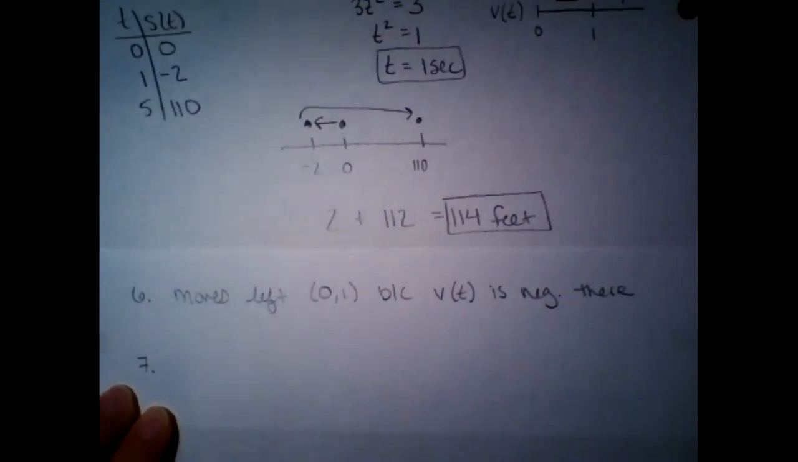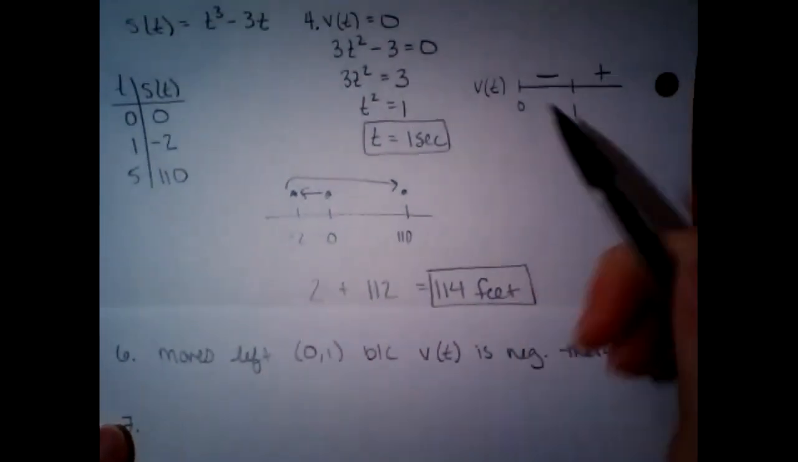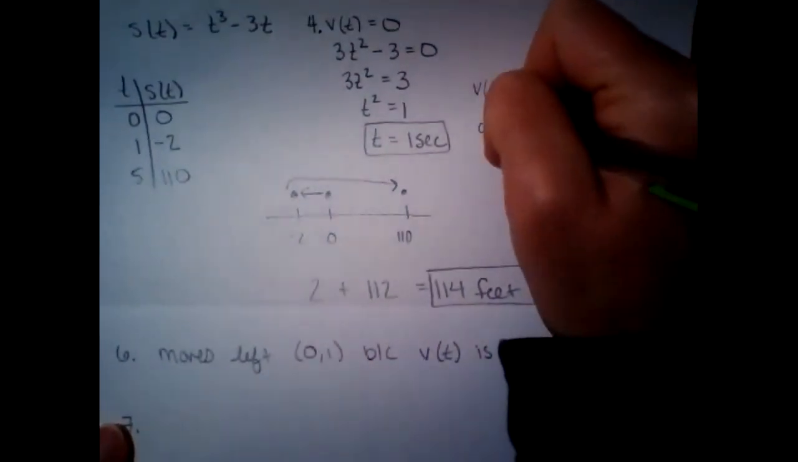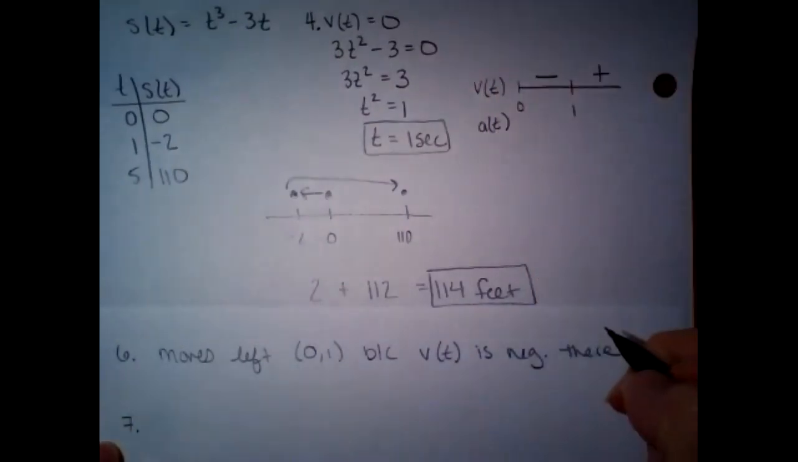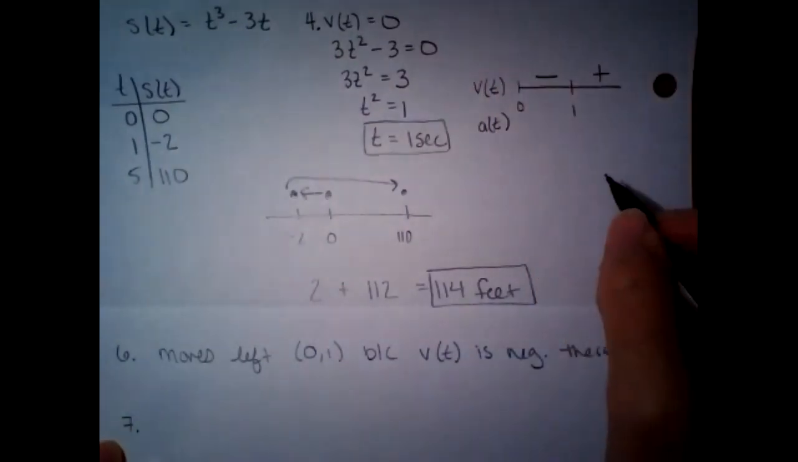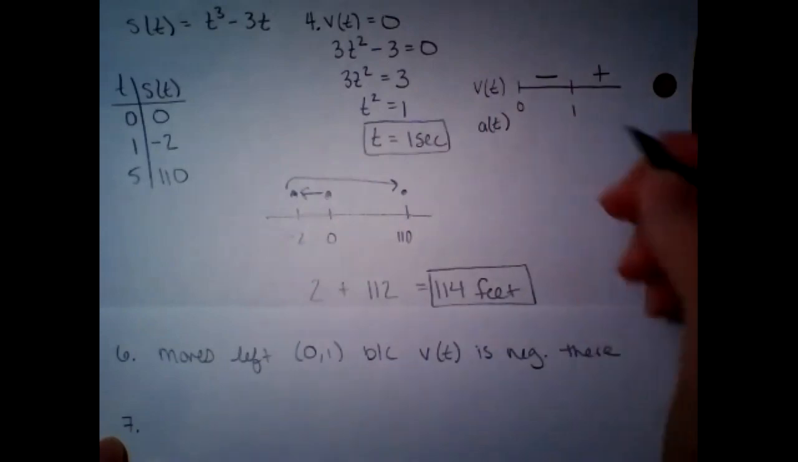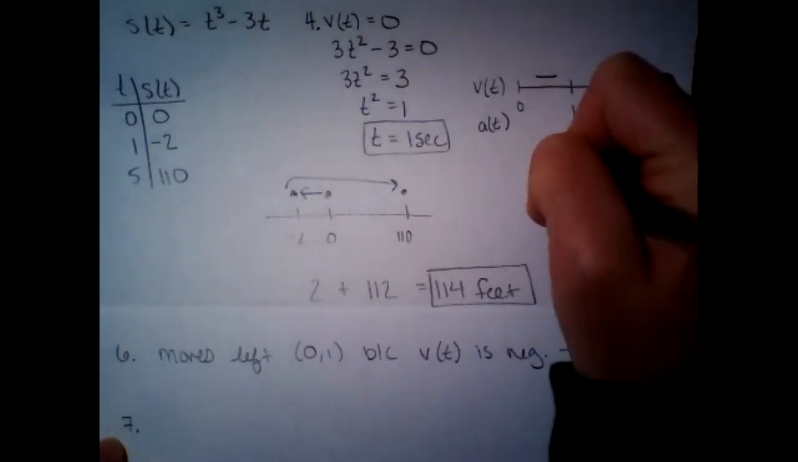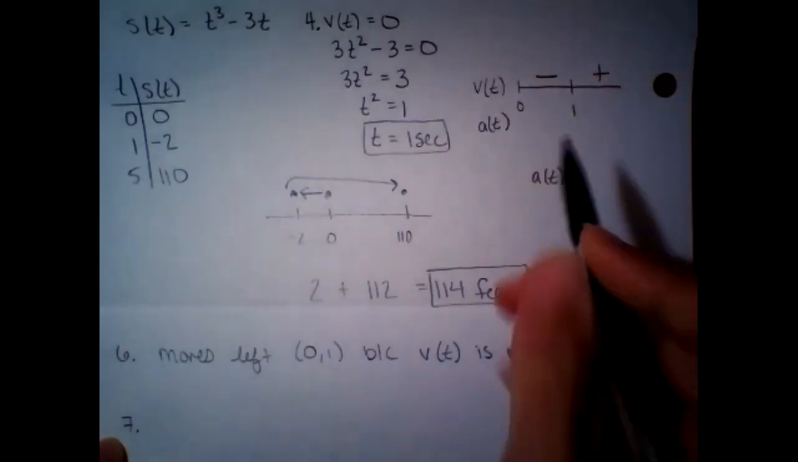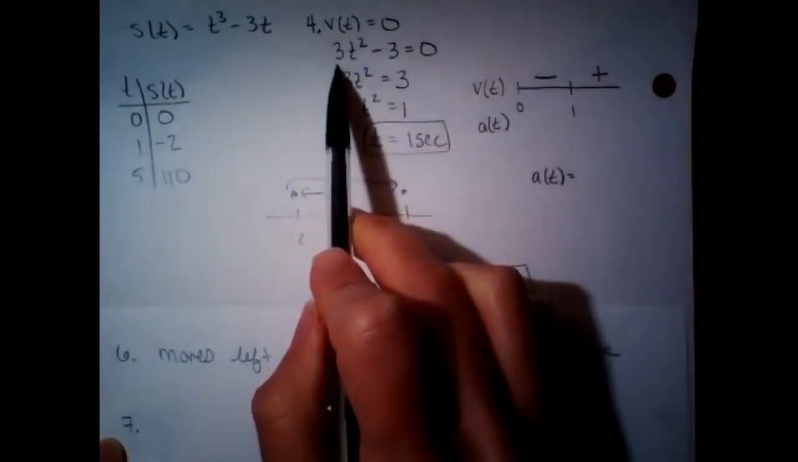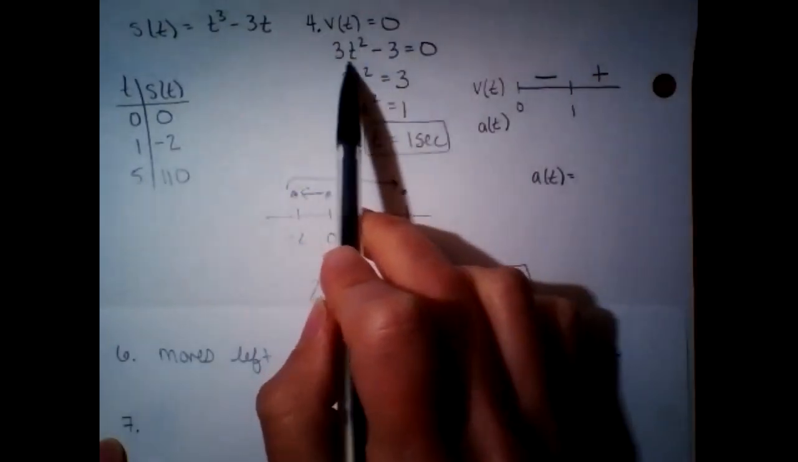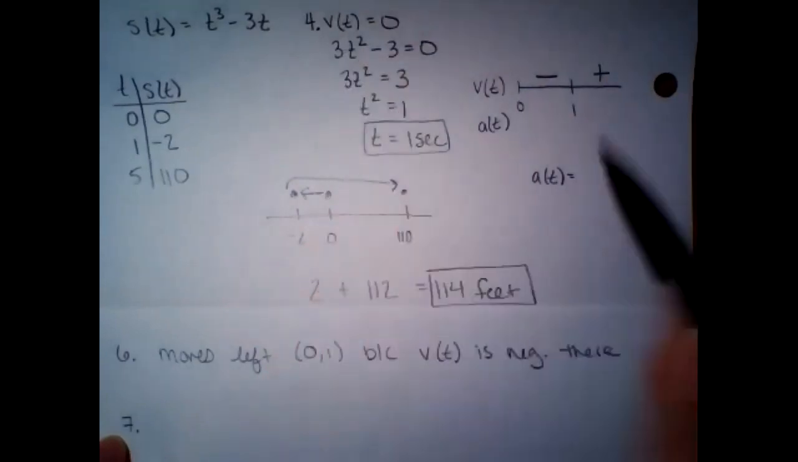All right, so number 7, when is the particle slowing down? Justify your answer. So we already looked at velocity, we just need to look at acceleration as well. For speeding up, slowing down, you need to look at both. So let me get this acceleration function. Velocity is right here. So acceleration is going to be the derivative of that. So that would be 6t.